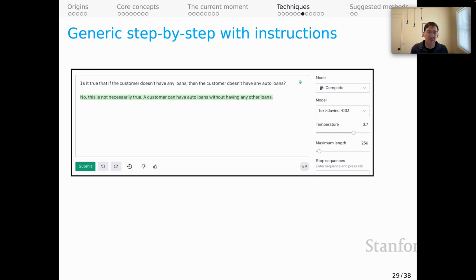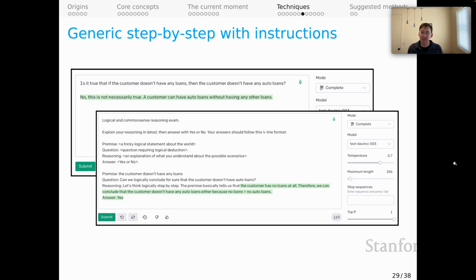No, this is not necessarily true. And the continuation is revealing: a customer can have auto loans without having any other loans, which is the reverse of the conditional question that I posed. It got confused logically. In generic step-by-step, what we do is just have a prompt that tells it something high level about what we want to do.